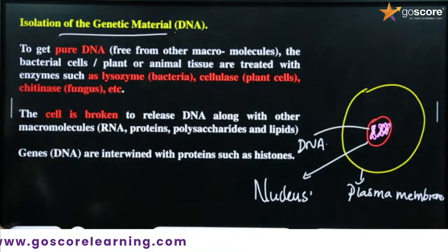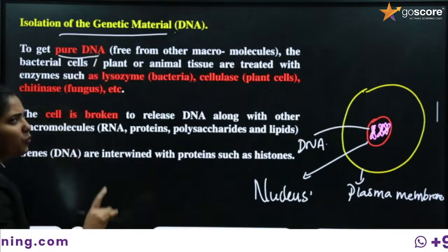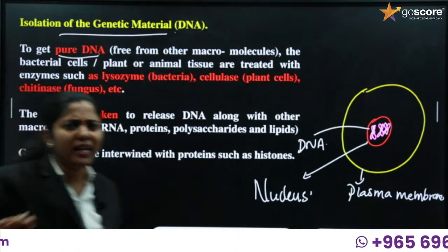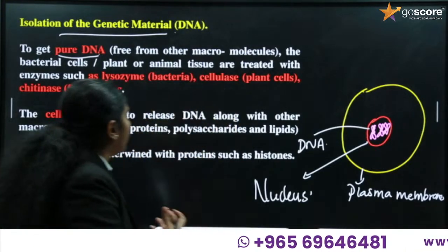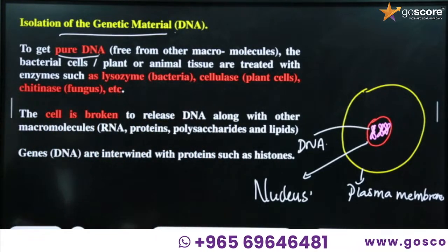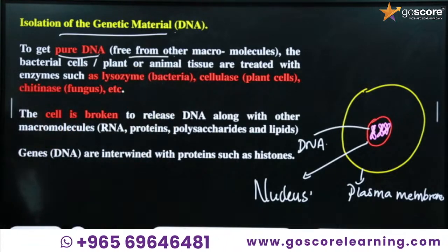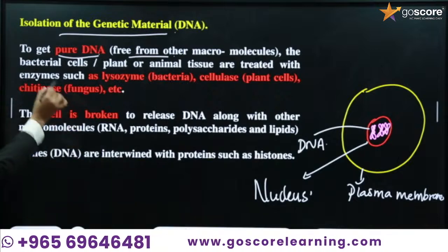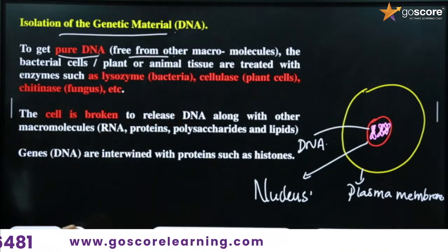Okay, so how can we isolate the DNA? To get pure DNA, there shouldn't be any kind of impurities. Okay, so we can say it should be free from other macromolecules. The bacterial cells, plant cells or animal tissue are treated with enzymes.